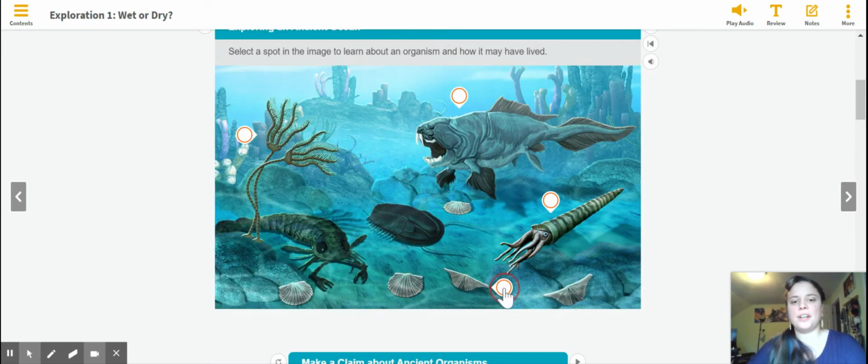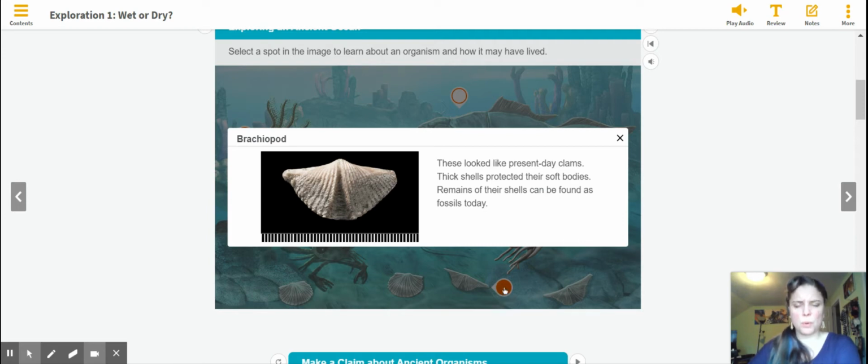And our last one you're very familiar with, brachiopods. They look like present-day clams. Thick shells protected their soft bodies. Remains of their shells can be found as fossils today. And those are the fossils we found in the Ottsee Lake River bed.